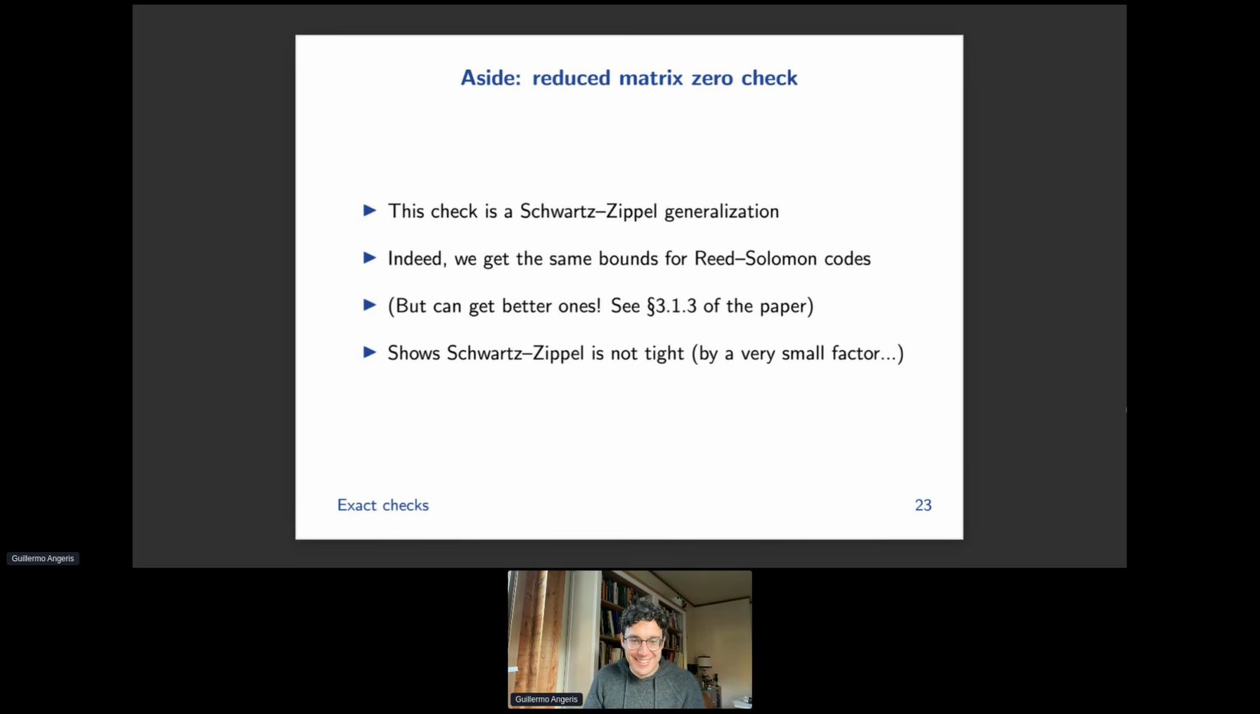I certainly won't discuss this, and I don't think I'll put it in the homework, but it's in section 3.1.3 of the paper. It shows that Schwarzschild is not tight even for polynomials by a very, very small factor, which is roughly the square of 1 over the size of the field or something like that. Okay, so that's slash nerd. The nerd rant is over.